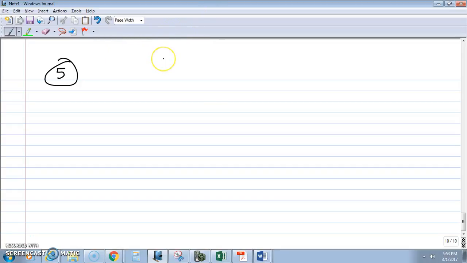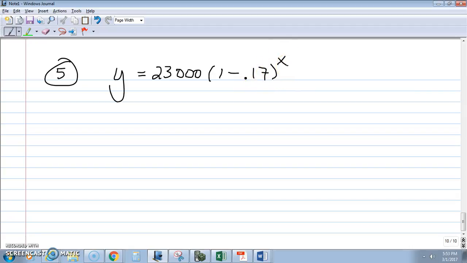Question number 5. Lucy bought a car for $23,000, so that's our starting value, right? It is depreciating, so 1 minus 0.17, 17% per year. When will the value of the car be $10,000? So X is my years, right? And Y is my value.